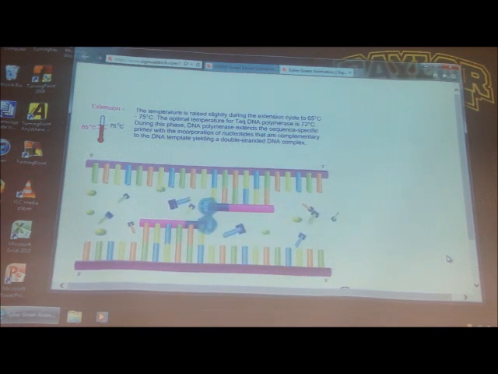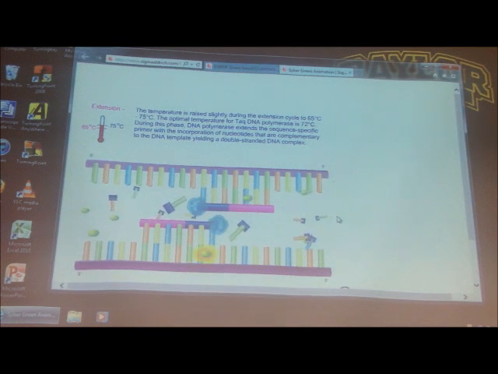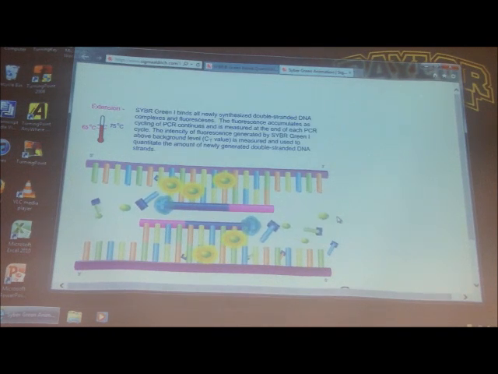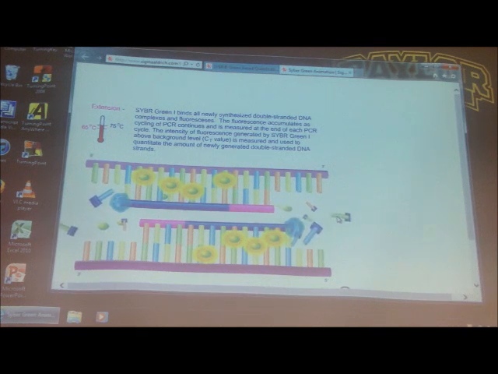And then you can see these little green SYBR Green dyes here. The SYBR Green dyes will bind only to the double-stranded DNA. That's what they do. They bind to double-stranded DNA. So the longer you make your strand, the more SYBR Green is going to bind. And so it's quantitative. The stronger your fluorescence with SYBR Green, the more DNA you have. So fluorescence equals DNA concentration, and that's what you're looking for.